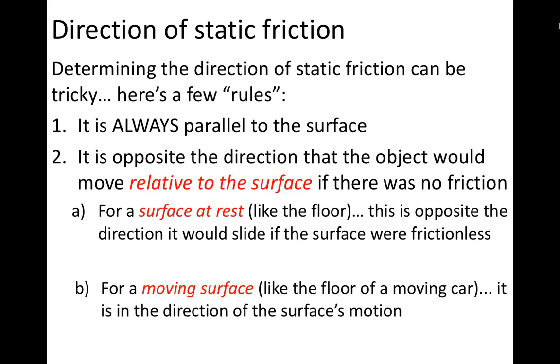So if you think about your car, when you accelerate forward, the objects in your car have to accelerate with your car. Something has to move them forward. It's the friction with the floor of your car that moves them forward. So the second situation with the moving surface in bullet point B, that can be a little confusing because friction acting in the direction of motion, that sounds a little bizarre, but that's how it works.